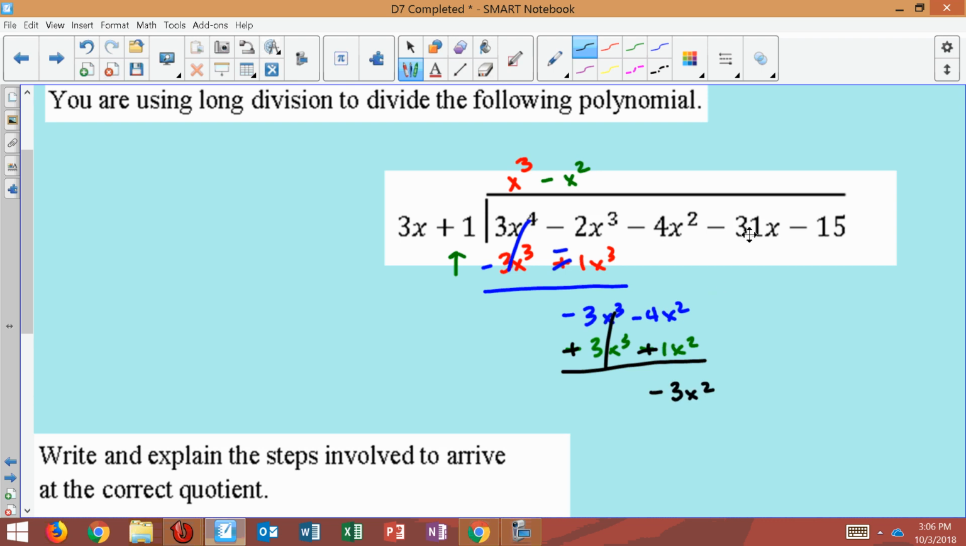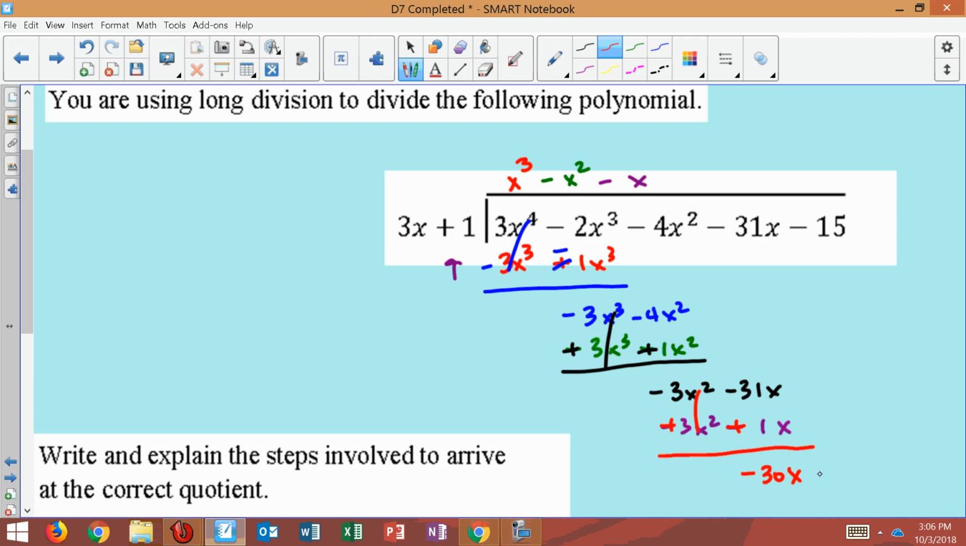Drop down your next term, which is a negative 31x. Ask yourself, what do you need to multiply this first term by, 3x, to get this new leading term, negative 3x squared? Answer, we need to multiply by negative x. So if I multiply this by negative x, I get negative 3x squared. And then I would multiply this term here by negative x, so I get negative 1x. Fundamental rule of division, again, is you switch the signs. That becomes positive, those go away. This becomes positive. This becomes negative 30x.